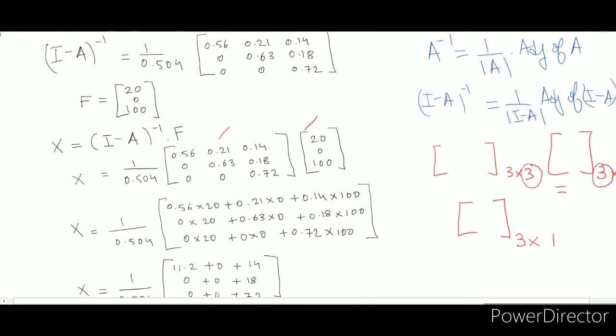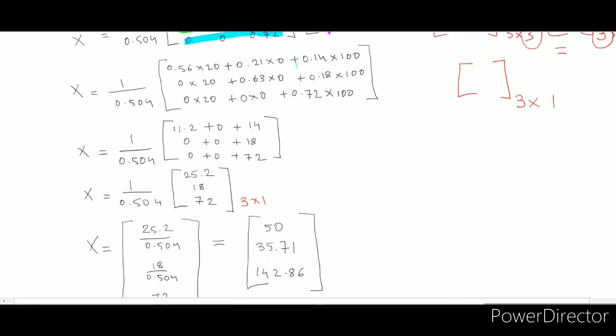So what we're doing here is multiplying each row element with each column element, and we go on adding. The first row with these column elements, then the second row multiplied with these column elements, and then the last row multiplied with the column elements. After that we get a 3 by 1 matrix.